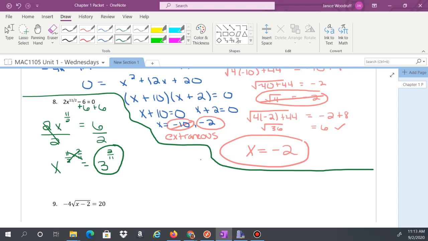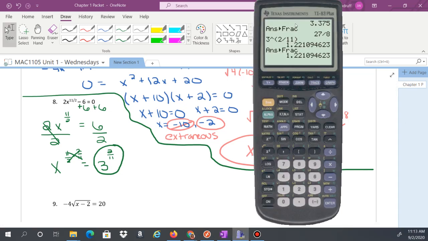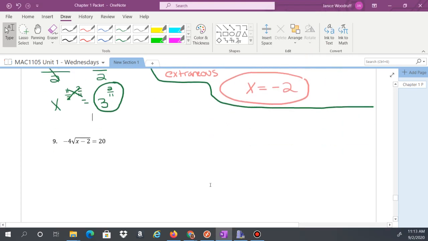Now, if I said give an approximate answer, then you would do the decimal equivalent, because that's the approximate answer, 1.221. And it would say give the approximate answer to 3 decimal places or 2 decimal places. So it's indicating I want it in decimal form. Again, if you read the directions, you'll see how it needs to be answered.